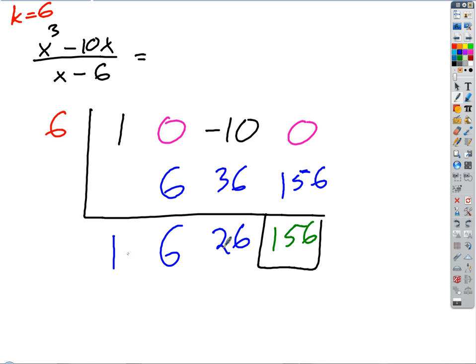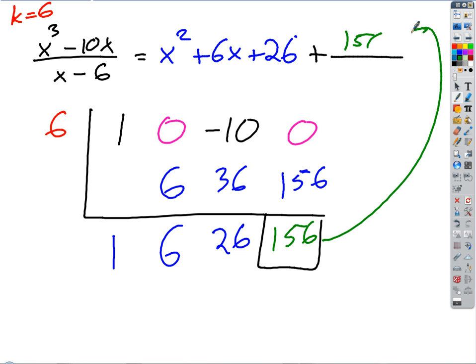So these are the coefficients. So we get back 1x squared. We wouldn't write the 1 though. We never write a coefficient of 1. Plus 6x plus 26. Now, how do we write the fractional part of our answer? 156 over x minus 6. Good. So we have to add to that our remainder of 156 divided by our denominator. Remember, the remainder is how much is left over over the denominator, right? And that's it. Okay? Make sense?